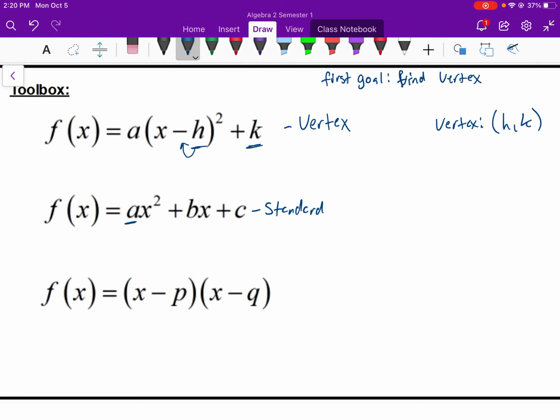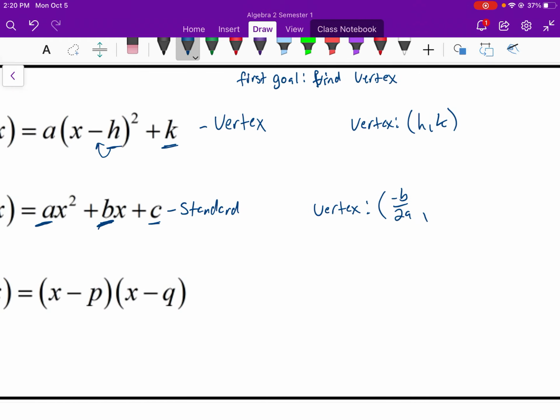You get your coefficients with your x squared, your x, and then your constant. In order to find the vertex in this case, you're going to find negative b over 2a. So you're going to use that b coefficient, negative b over 2 times that a coefficient. Now, that always gives us the x coordinate of the vertex. In order to find the y coordinate, you take that negative b over 2a, whatever you get from that, and plug it back into the equation to find the y coordinate.